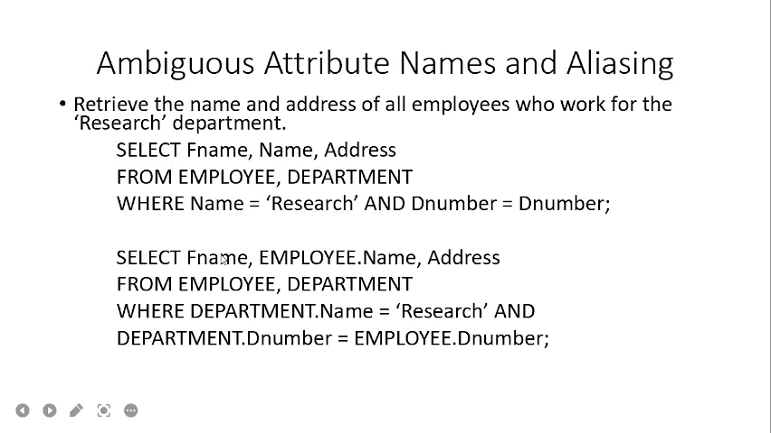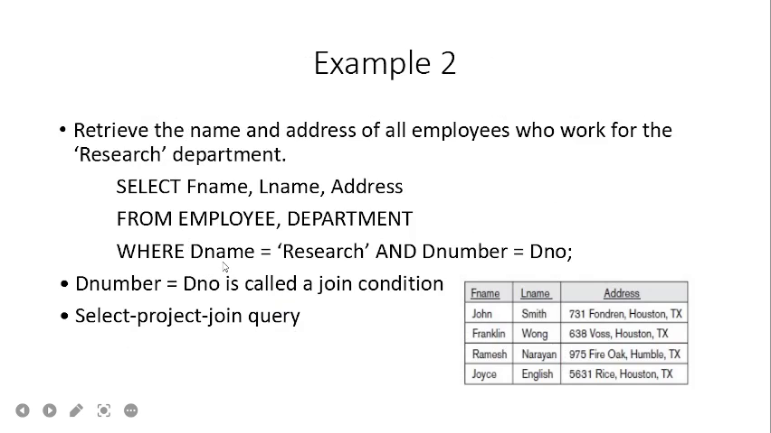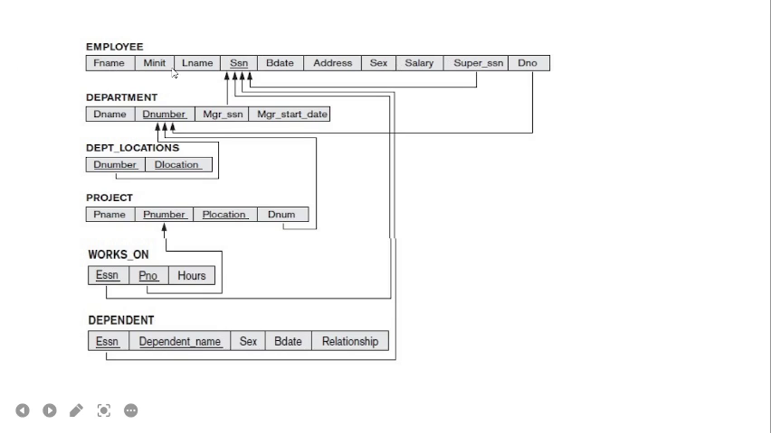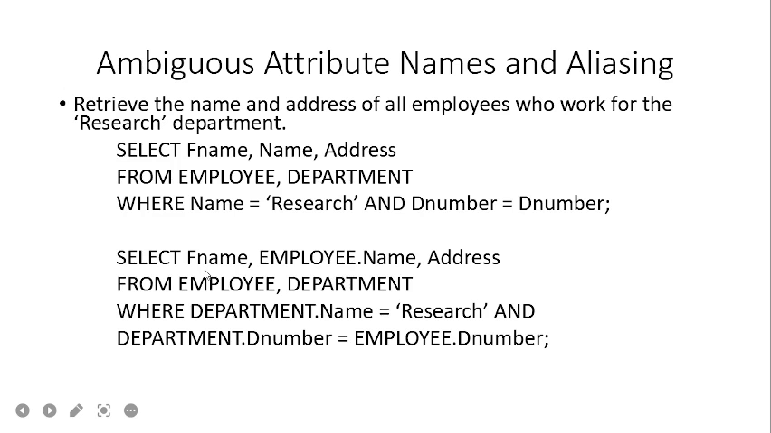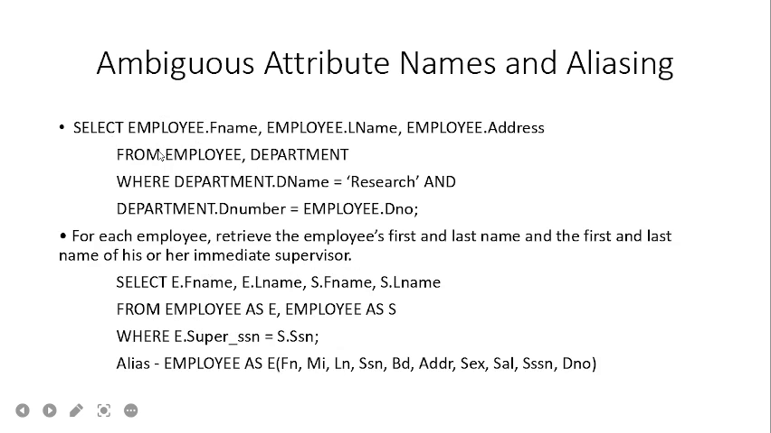Instead of that, suppose the case is the same as given in the table, that is, we have M name, middle initial, L name, etc., and here D name. Then this can be written as: select employee dot F name, employee dot L name, employee dot address from employee, department where department dot D name is equal to research and department dot D number is equal to employee dot D number. This is another way of resolving ambiguous attributes. If you write like this, the ambiguity will be removed.